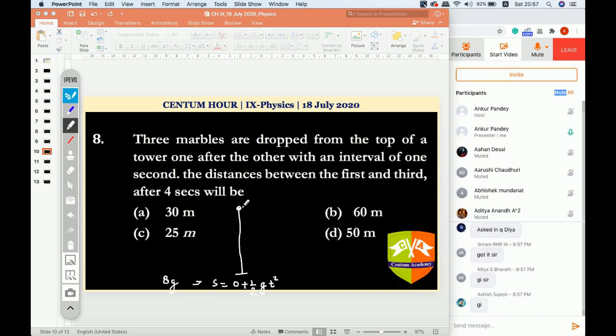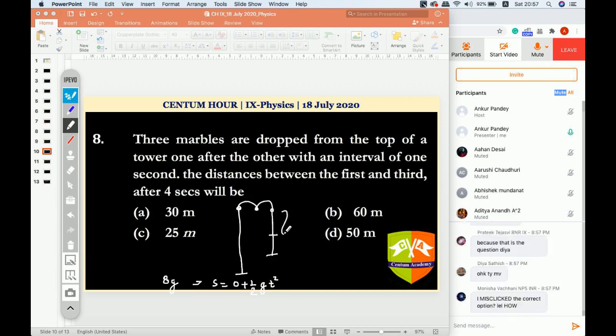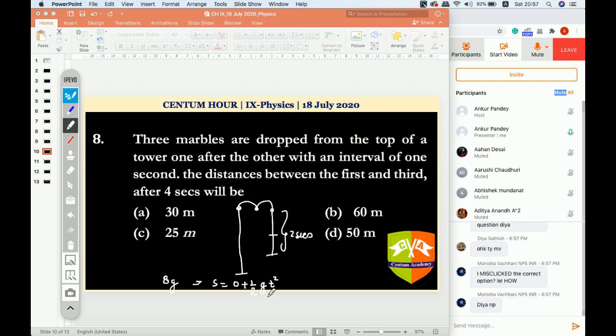At t equal to 1 second and then t equal to 2, the third one. So while the clock counts 4 seconds, the third stone will only travel for 2 seconds. Yes or no? Clear?